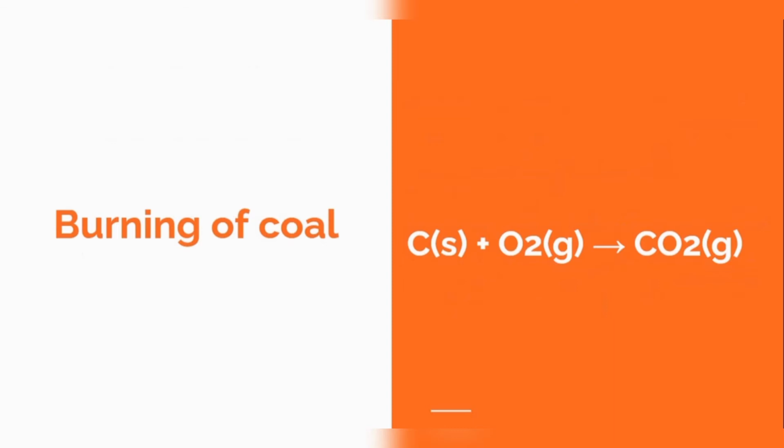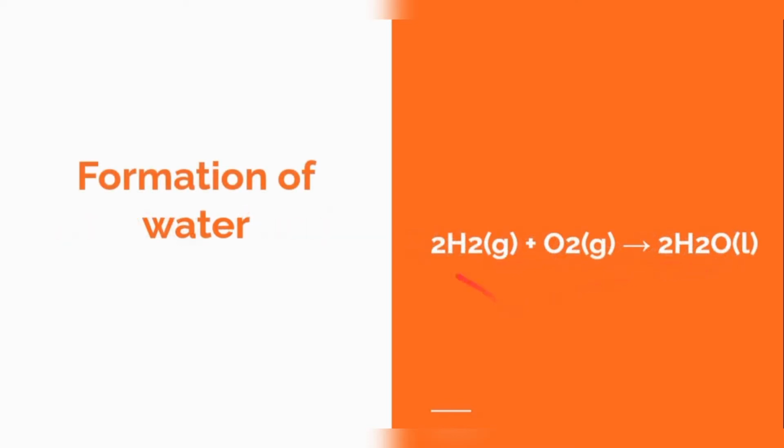Another simple example of combination reaction is burning of coal. Carbon burns in air to form carbon dioxide. Also, formation of water is an example of combination reaction. So what are the reactants here? Hydrogen and oxygen. They combine together and form water.